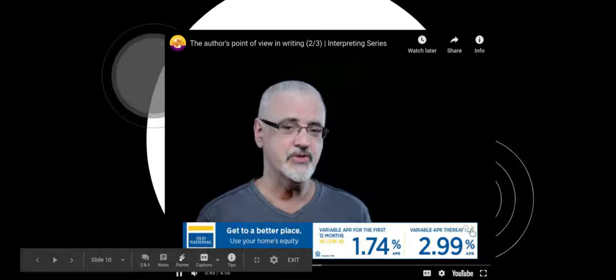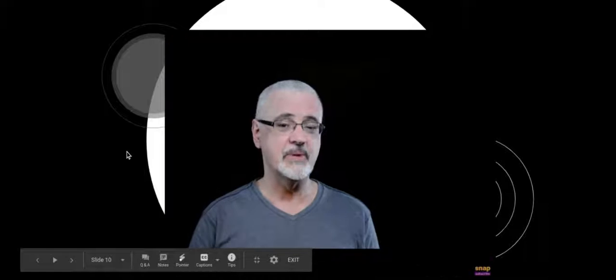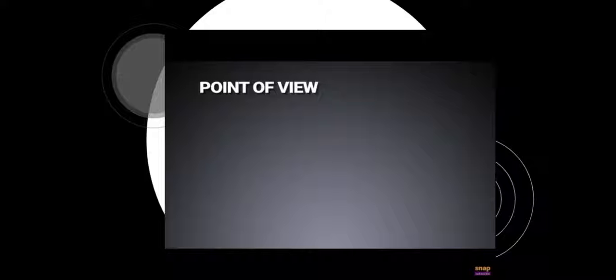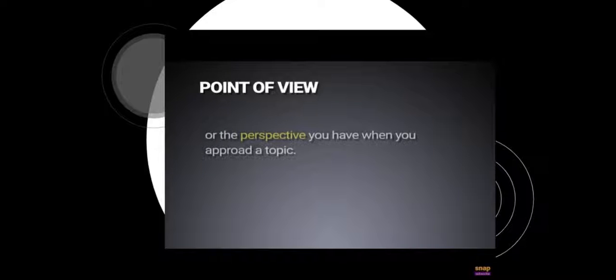The writer's point of view affects what the writer says about the topic and how the writer says it. As you know, sometimes it's not what you say, it's how you say it. Your point of view is the direction you come from or the perspective you have when you approach a topic.